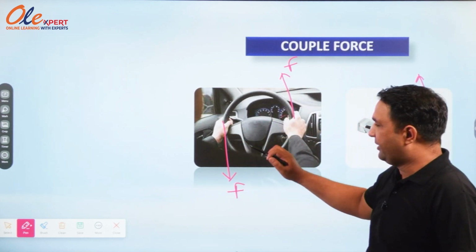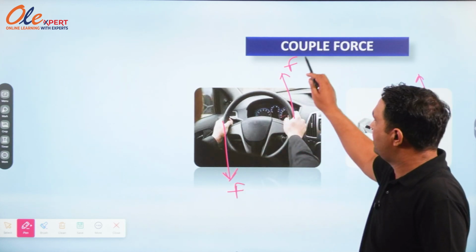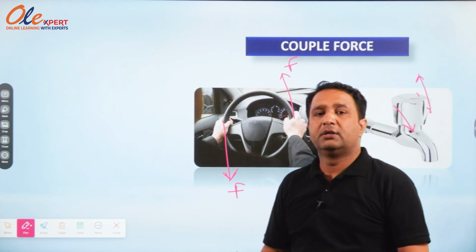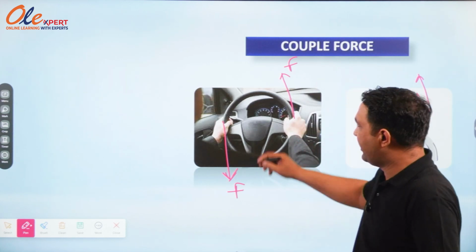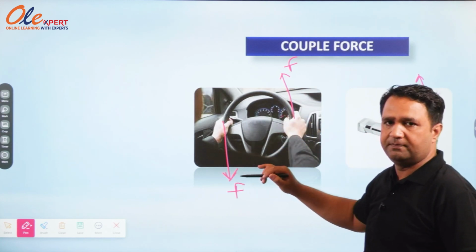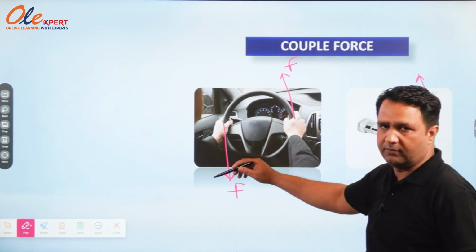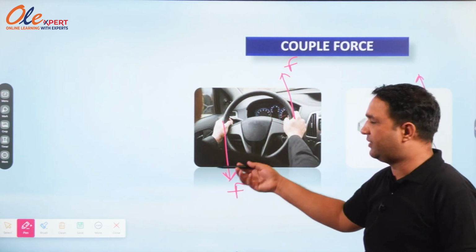So these are some of the points which should be considered while explaining the couple force. Once again, I am repeating the main points related to the couple force: the directions of both forces should be different from each other, and the lines of action of the forces should be different.